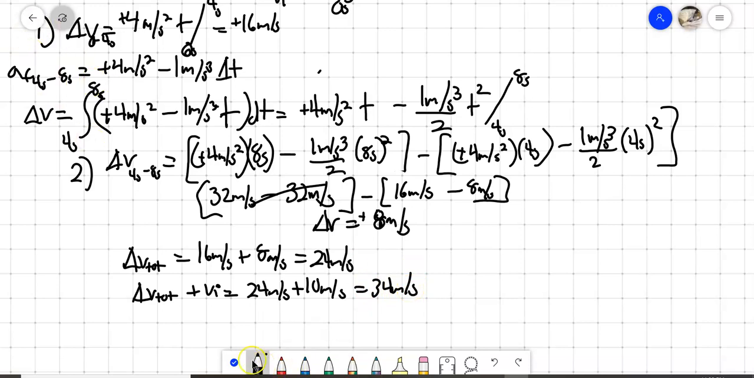And I should have erased this V total. Well, actually, I should elaborate. This is going to be V final, right? Because again, V final minus V initial plus V initial is this part right here. So it works out the same. Okay?